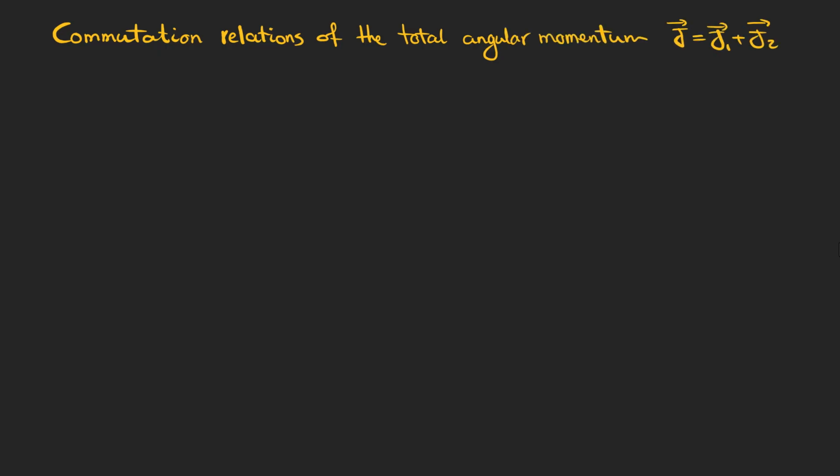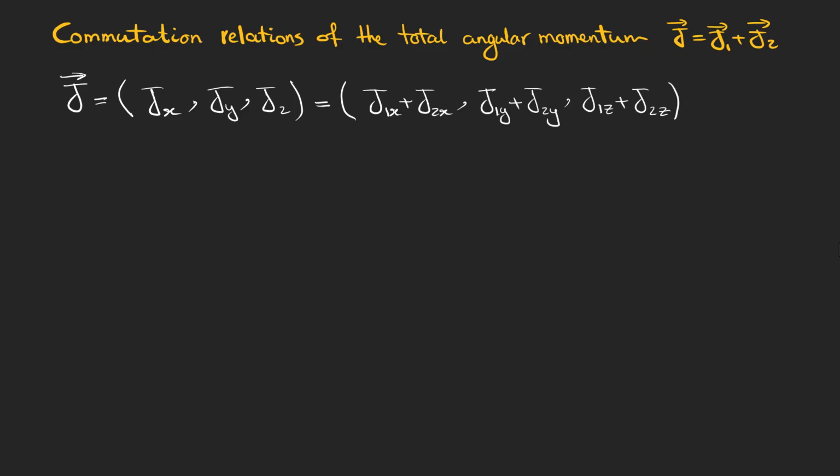To find the kets of the coupled basis, we first need to find the commutation relations of the total angular momentum to see if we can find some other operators with which they have the same eigenstates and can be diagonalized at the same time. J has three components, and each component is the sum of the same two components of J1 and J2. Let's first find the commutator of Jx and Jy.